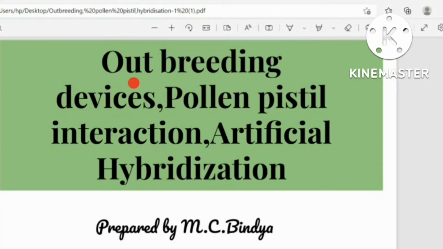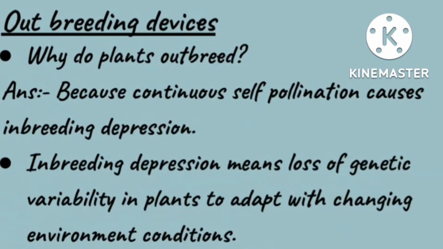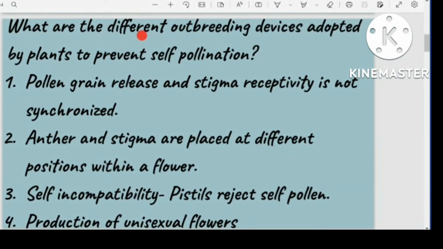Outbreeding devices, pollen pistil interaction, artificial hybridization. Outbreeding devices. Now, why do plants outbreed? That's because continuous self-pollination can cause inbreeding depression. And inbreeding depression means loss of genetic variability in plants to adapt with changing environment conditions. So what are the different outbreeding devices adopted by the plants in order to prevent self-pollination?